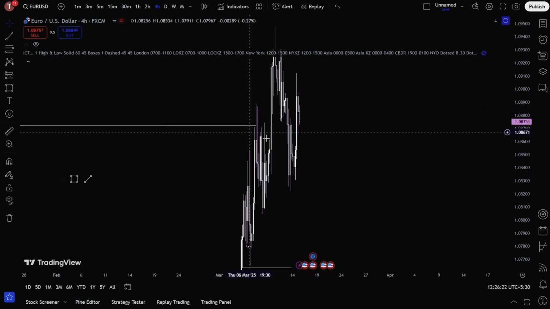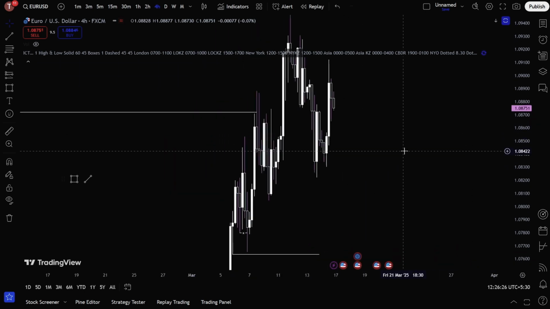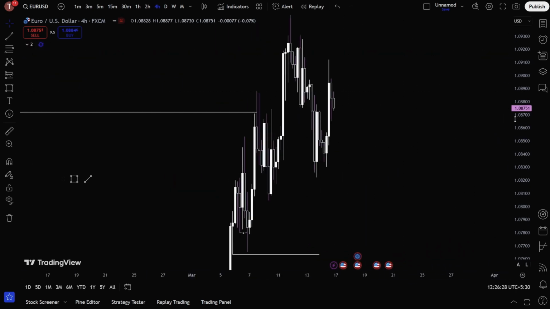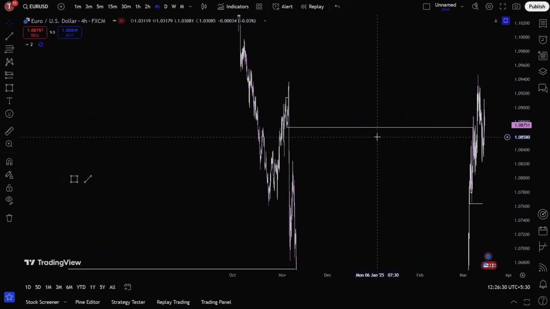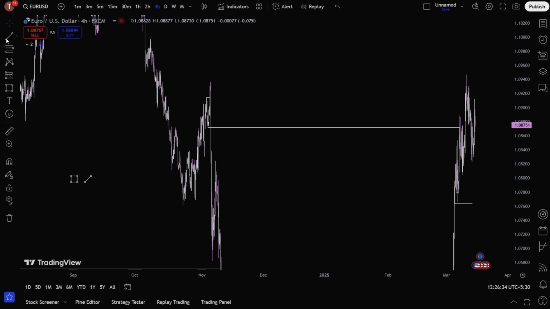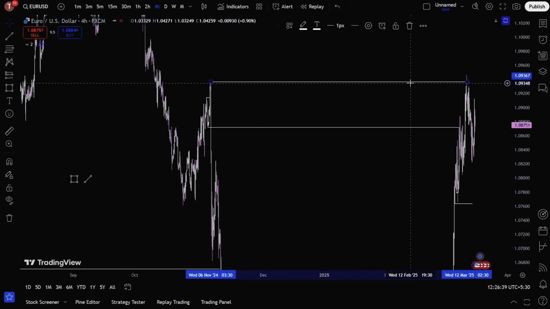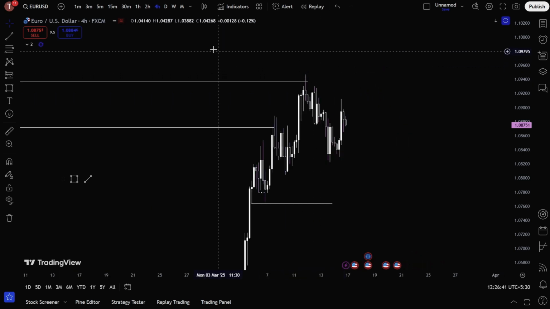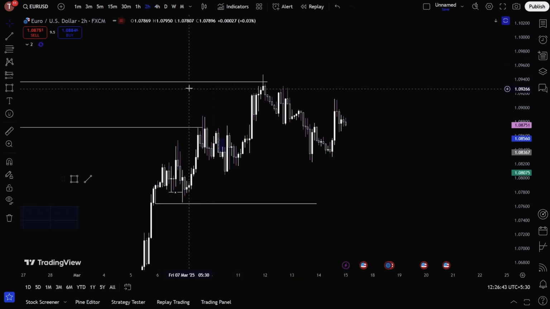But what happened after that, I'll be deleting it so that it will be much easier for the eye. So what happened after that? This was the last BPR I was anticipating the price could possibly react to. But no, it didn't happen. And we swept this extreme high. So now that we had taken this high, I knew that the price is going to go below.